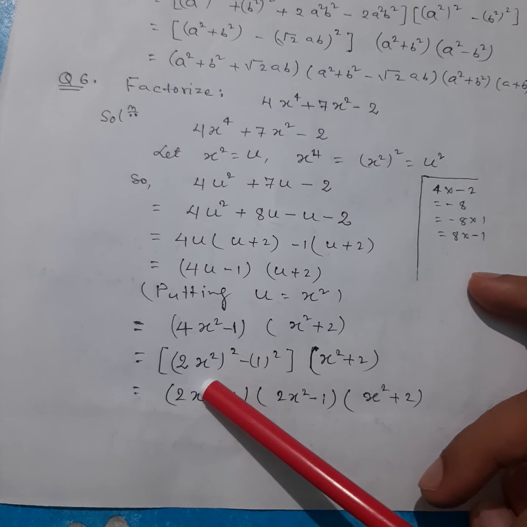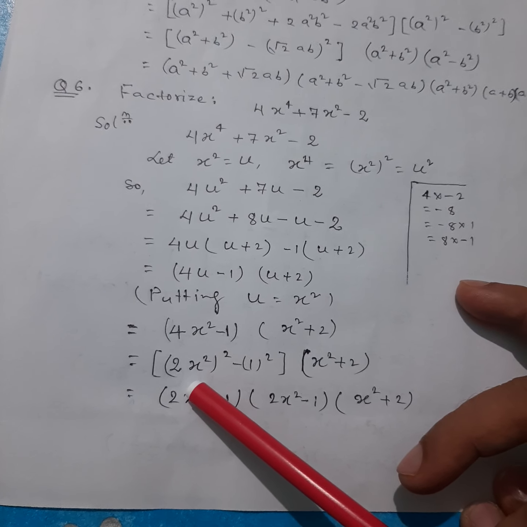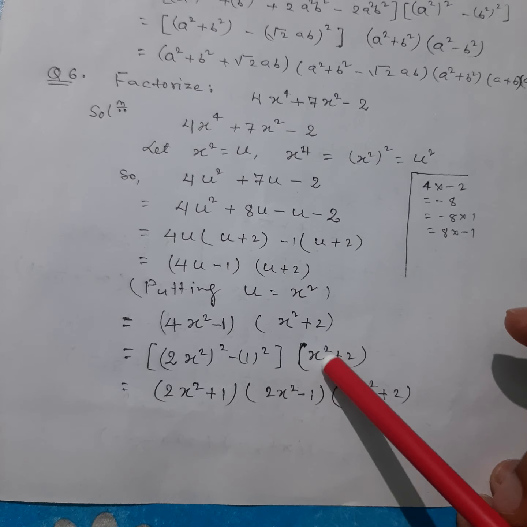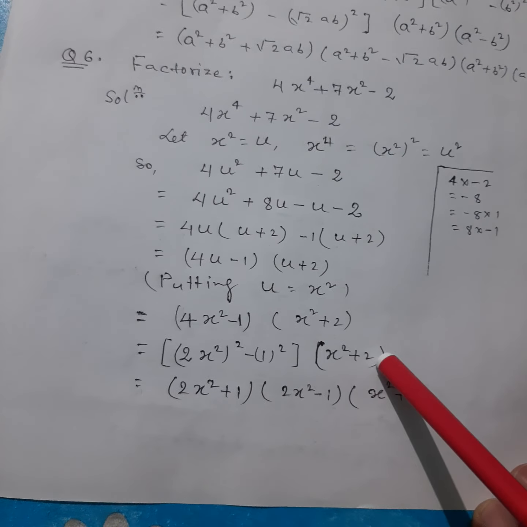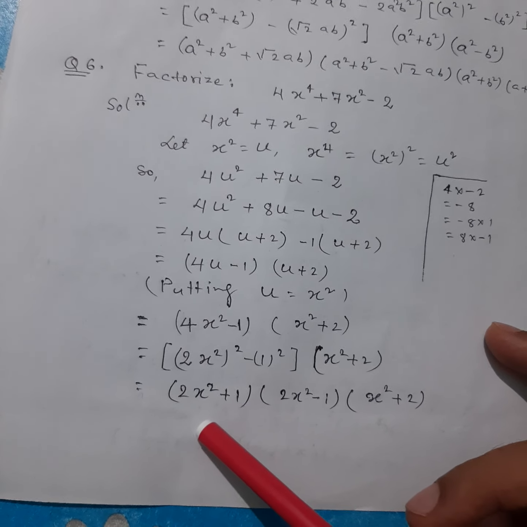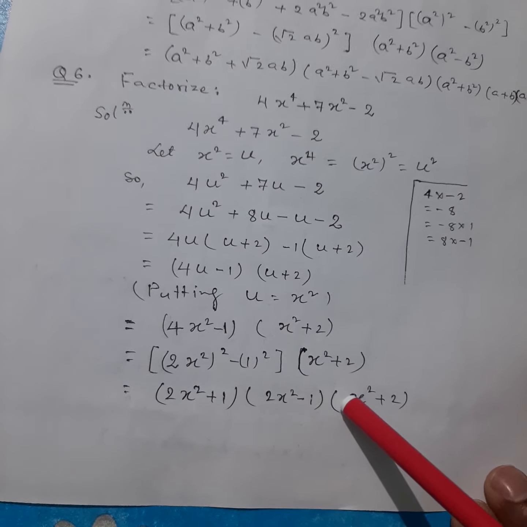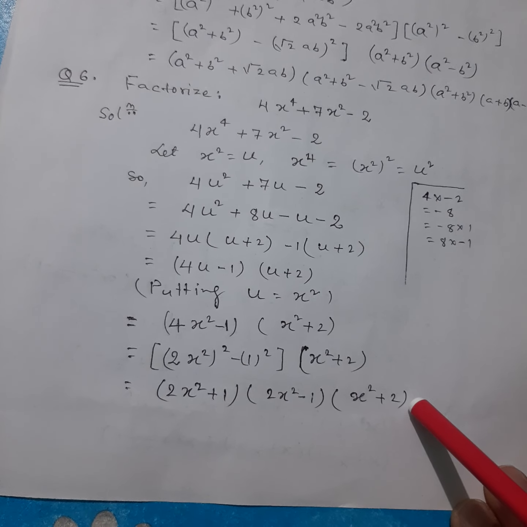So the first factor is written in the form of (2x)² − 1, x² + 2. So we write (x² + 1)(x² − 1)(x² + 2).